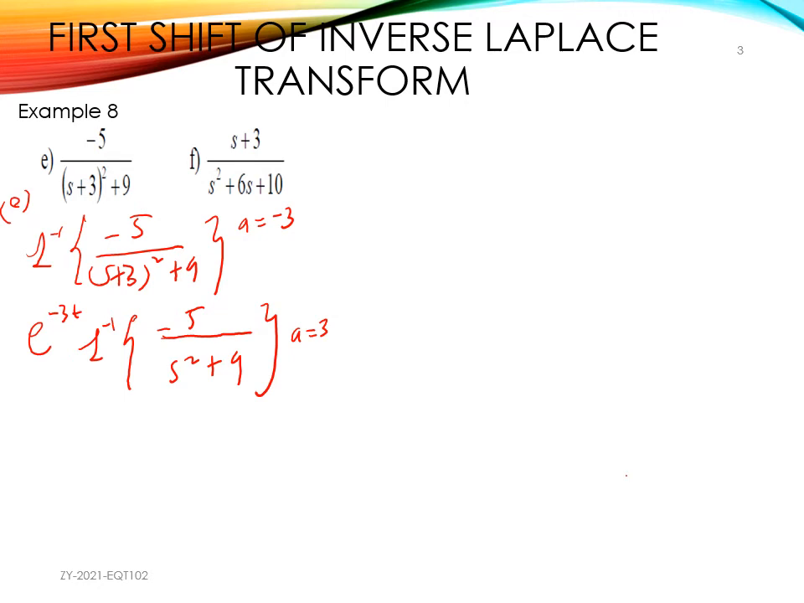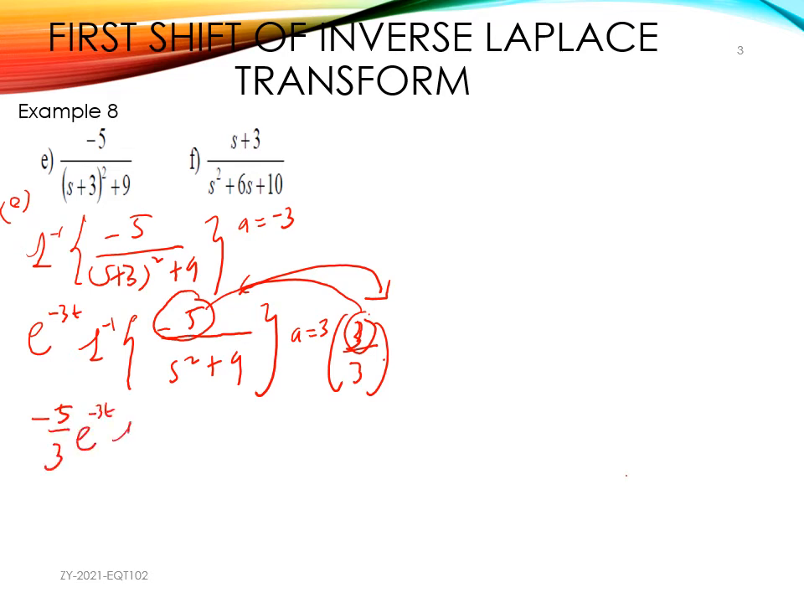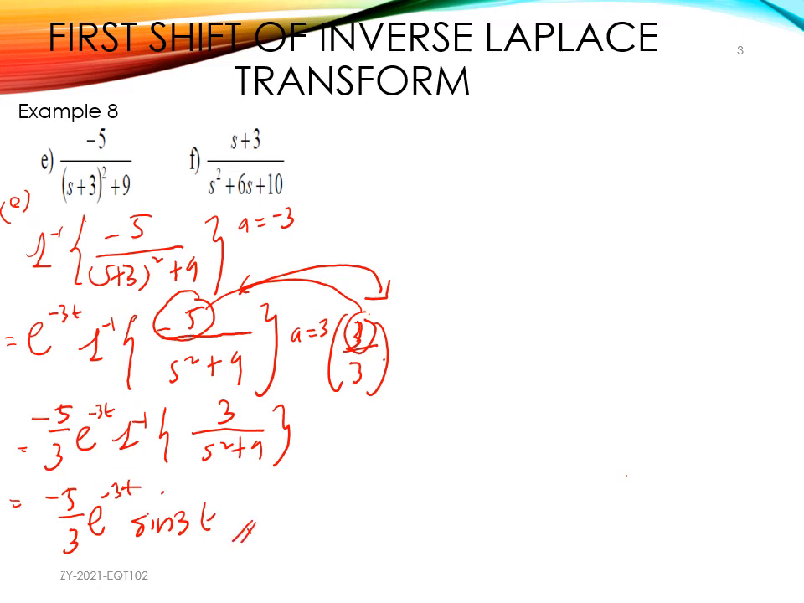So how to make it 3? Multiply by 3 over 3. So the 3 here will move inside, and negative 5 bring it out. So it will be negative 5 over 3 e to the negative 3t Laplace inverse of 3 over s squared plus 9. So now it becomes sine 3t. Yeah, very simple.